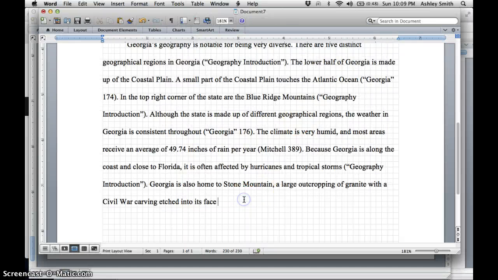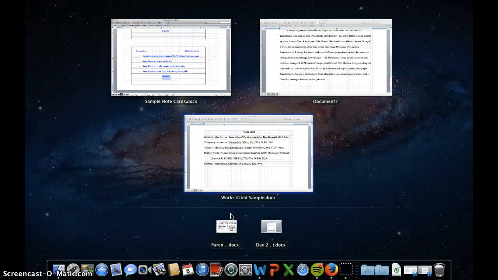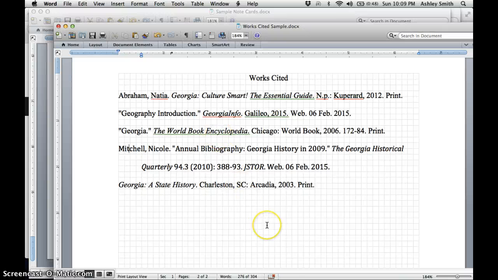So I have the last name, Mitchell, and the page numbers. And on here, I don't know the specific page number, so I'm going to put the page span because maybe all of those pages talked about Stone Mountain. So I want to put the span of pages there.